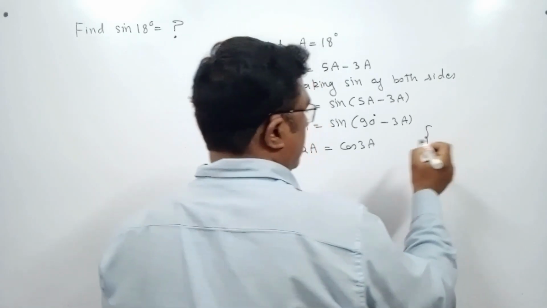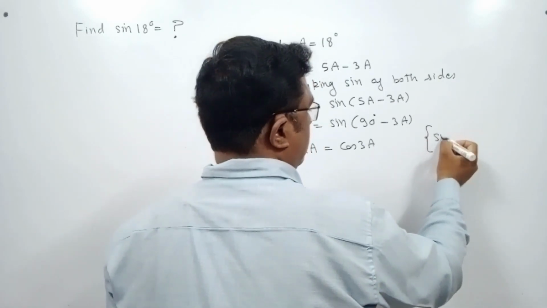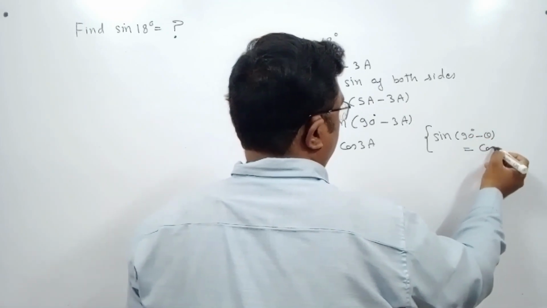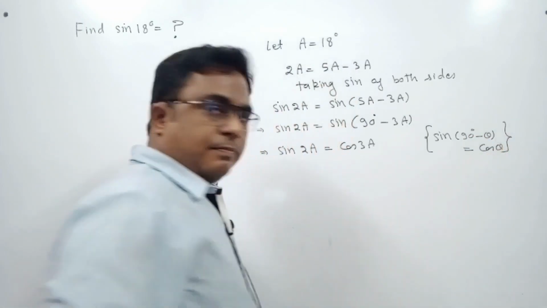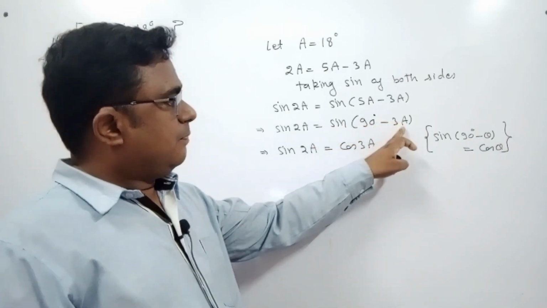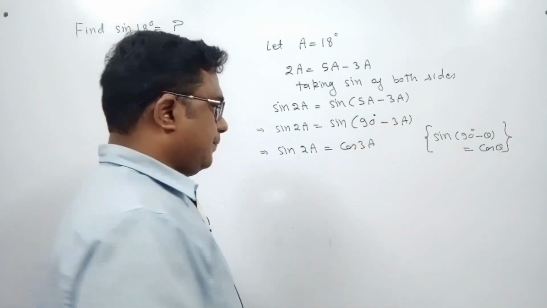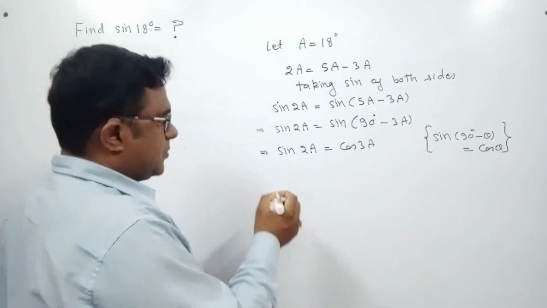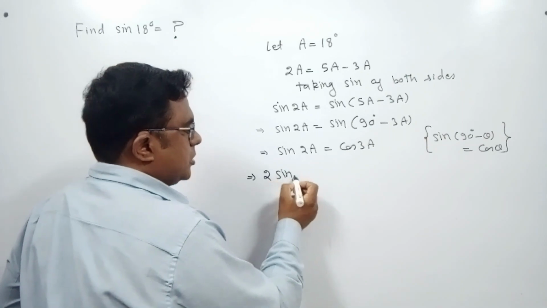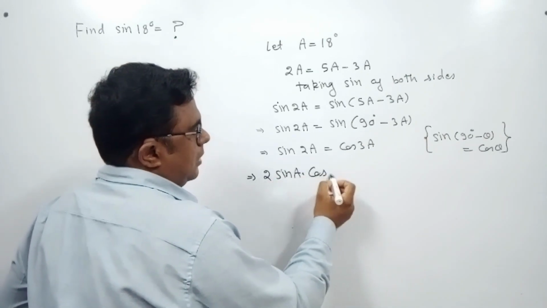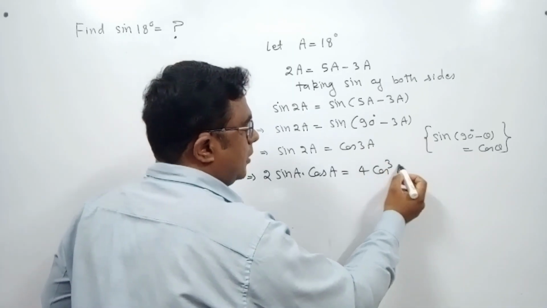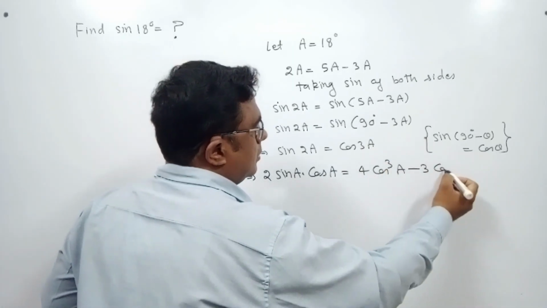We have used an identity here that sine of 90 degree minus theta is equal to cos theta. So by using this identity, sine of 90 degree minus 3A can be written as cos 3A. Now I will apply the identity of sine 2A. The identity of sine 2A is 2 sine A into cos A, and the identity of cos 3A is 4 cos cube A minus 3 cos A.